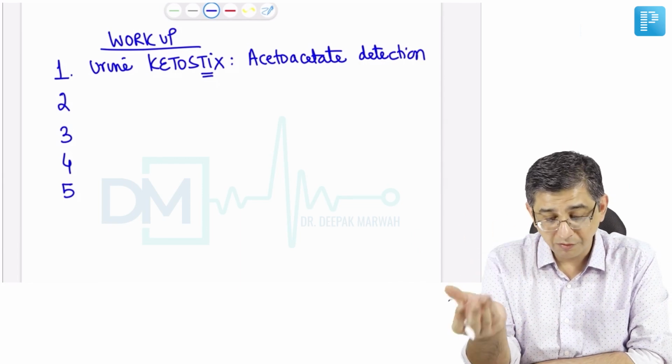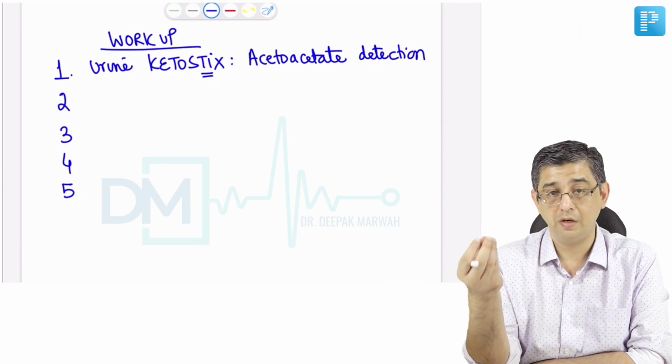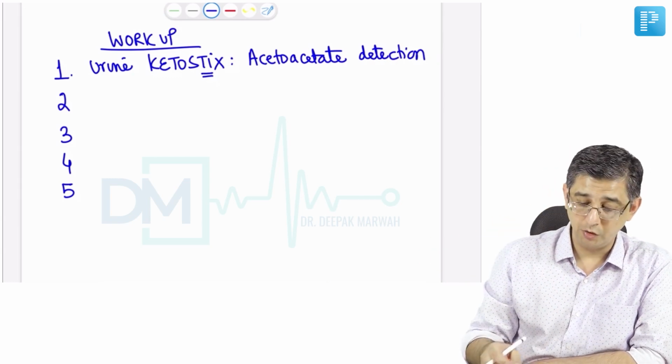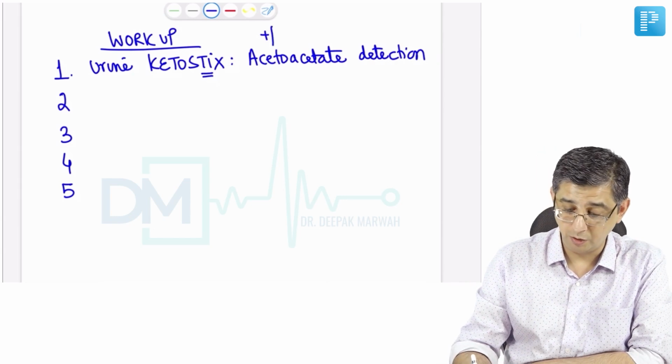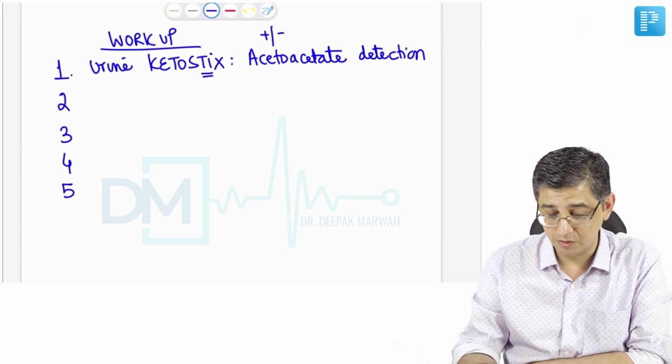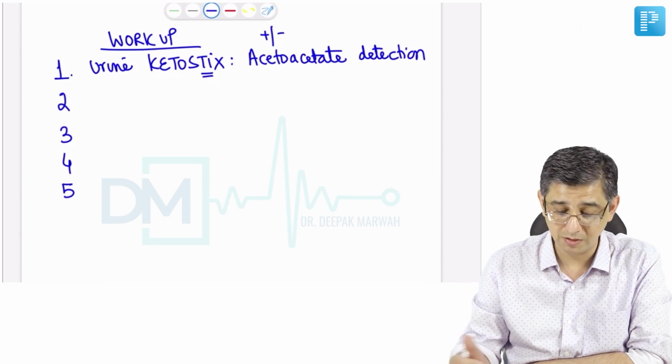How will I arrive at the fact that I need to go in for plasma beta hydroxybutyrate values is like this. The urine ketosticks of the patient may be positive. If acetoacetate is elevated, it may even be negative, as I said. So it's not a reliable method. It's one of the initial tests.